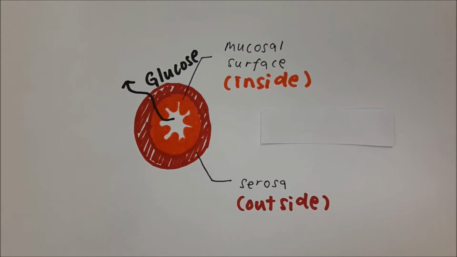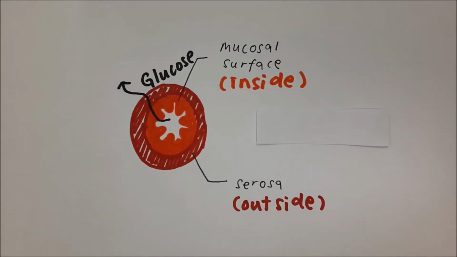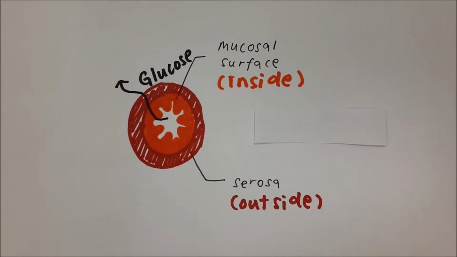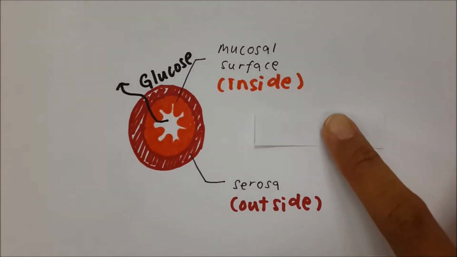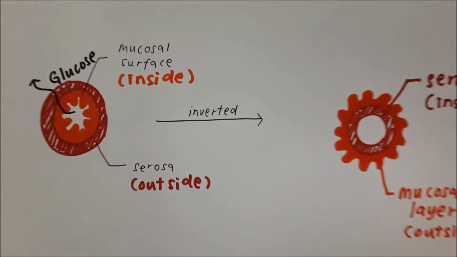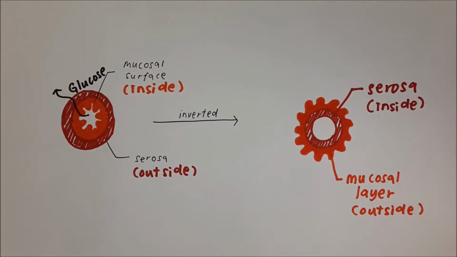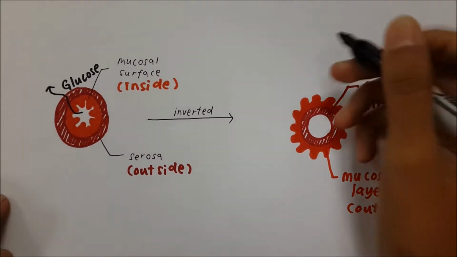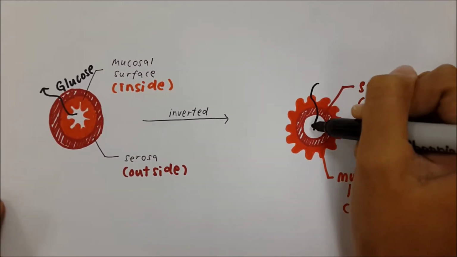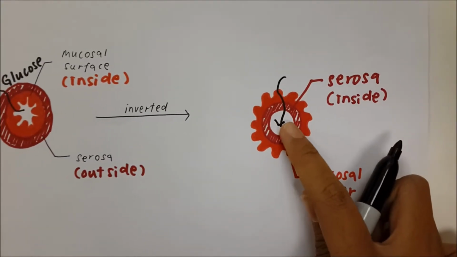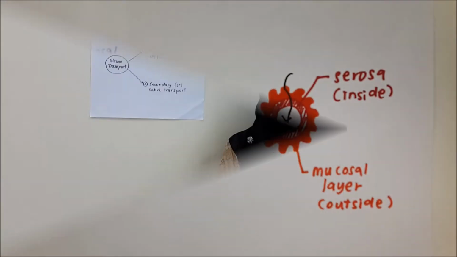In normal condition, the mucosal surface of the small intestine of the rat will be on the inside while the serosa will be on the outside. But for this experiment, it will be inverted. Serosa will be on the inside while the mucosal layer is on the outside. Hence, the direction of the glucose will be from outside to inside the sac, which means from the mucosal layer to the serosa and ending up inside the sac.